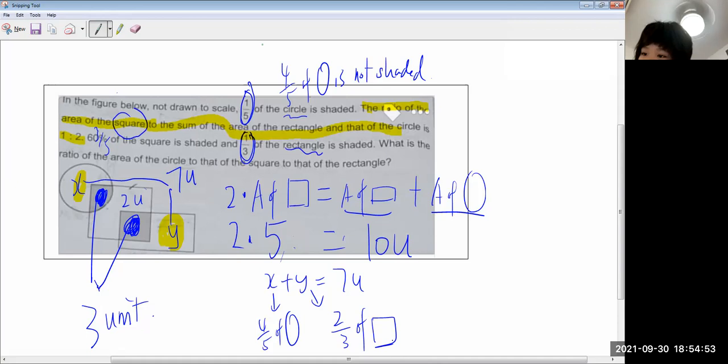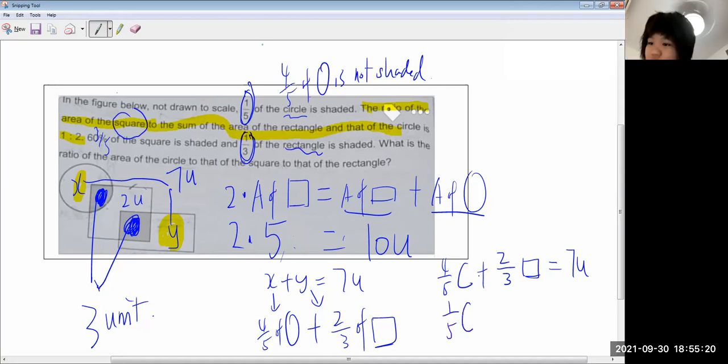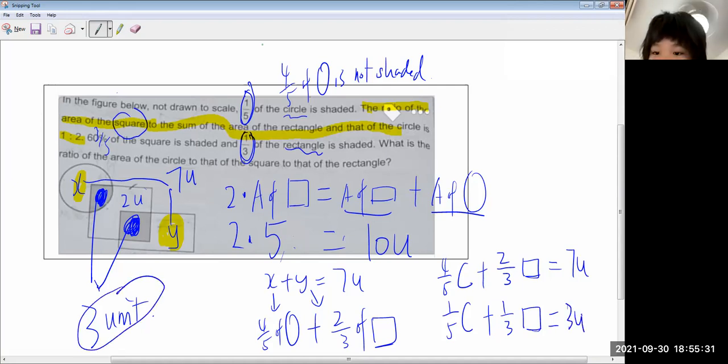Okay, good. So now done. So basically 4/5 of the circle, I use C, plus 2/3 of the rectangle is actually 7U. And then 1/5 of the circle plus 1/3 of the rectangle is 3U. Does it make sense?